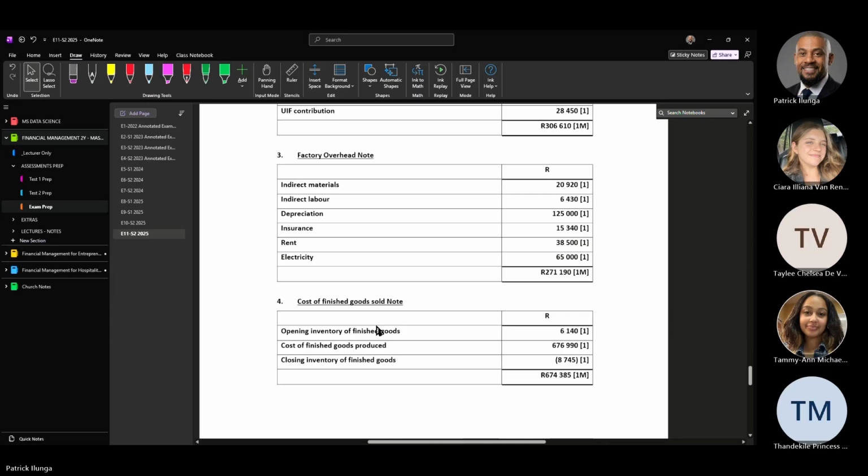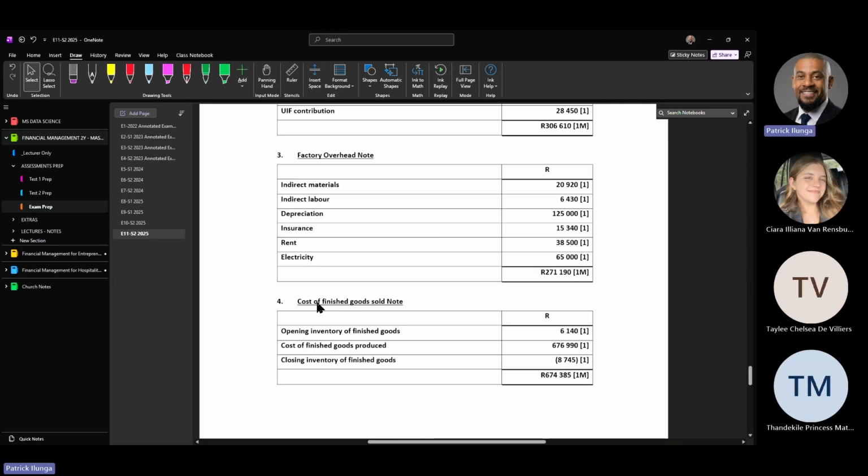But the finished goods sold is going to be collected. No problem, Tammy. It's going to be taken from the last note. I told you there's the three musketeers notes: direct material, direct labor, factory overhead. But you mustn't forget the cost of finished goods sold note.